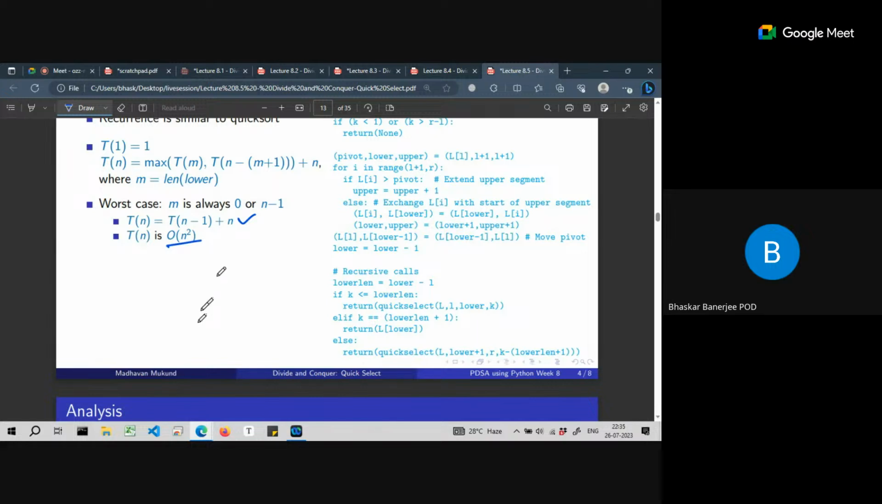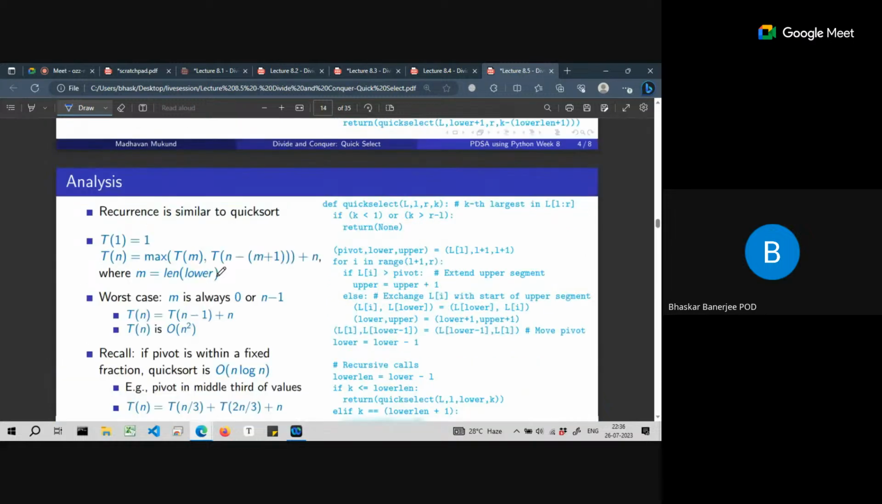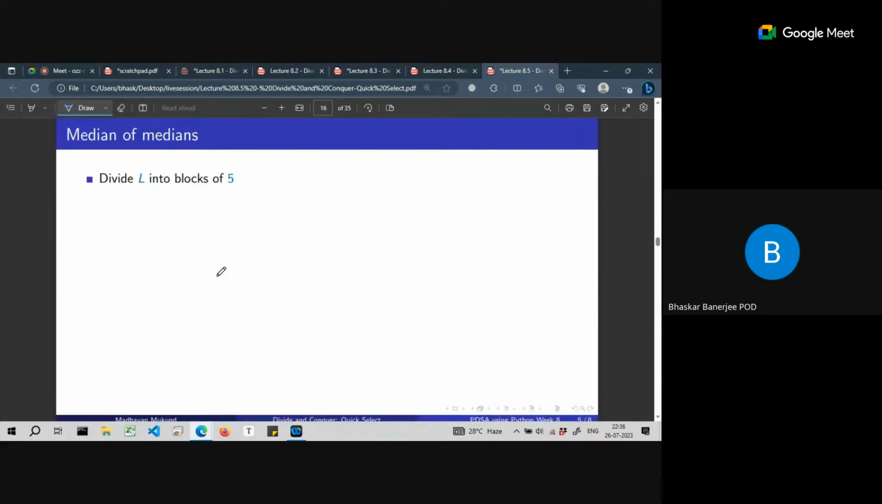Fine. Now to address this question, now buckle up. This is the most interesting part. And this will solve all the problems of quicksort that we have seen since our week 3 or week 2. And this is median of medians. Okay. So tell me one thing, do we need the exact middle to get order n log n time?